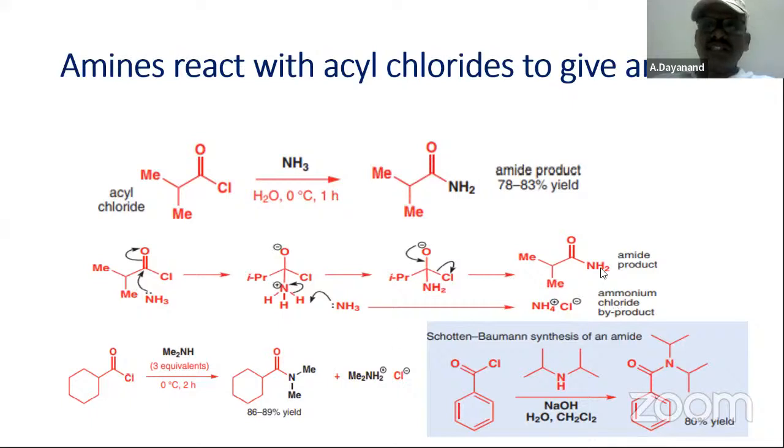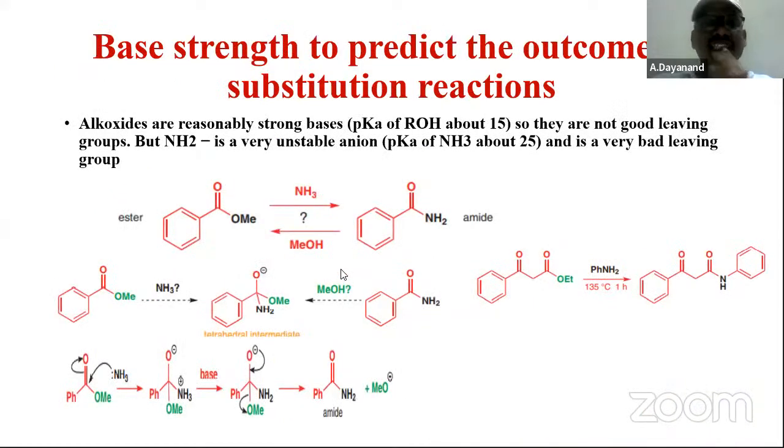N,N-dimethyl amides are also formed if you use secondary amines. If you use ammonia, a simple amide is formed. Here also a secondary amine is used. It is the Schotten-Baumann reaction, where you are going to get this compound. We have to remove HCl, that's all. All these are nothing but nucleophilic substitution reactions.